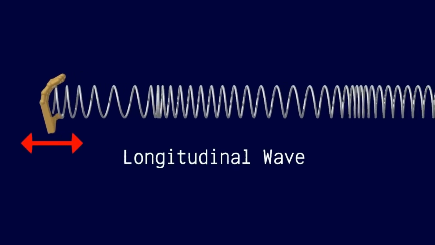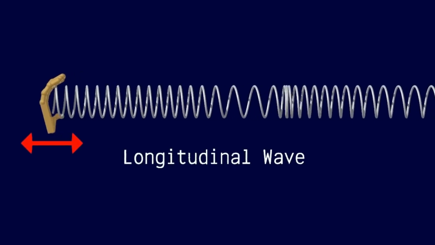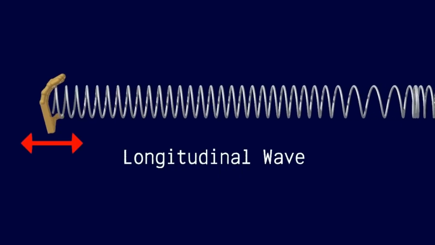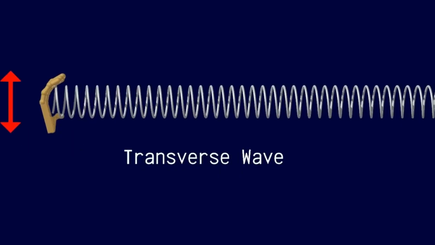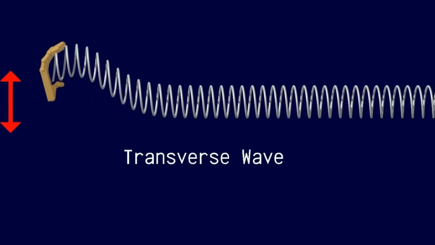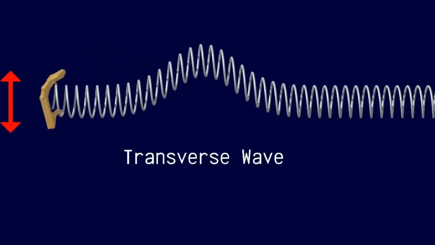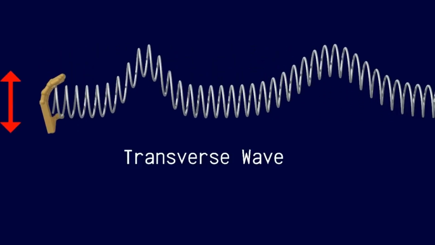But in a longitudinal wave, the disturbance that makes up the wave is along the direction in which the wave travels. Longitudinal waves are also referred to as compression waves. In a transverse wave, the disturbance that makes up the wave is perpendicular to the direction in which the wave travels.